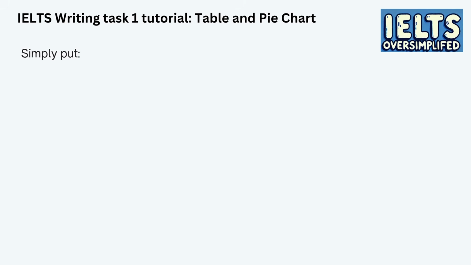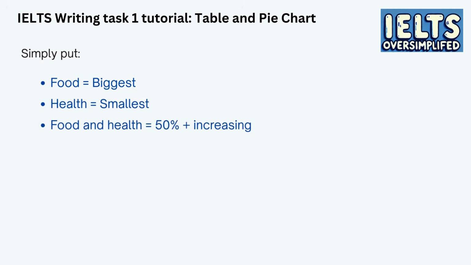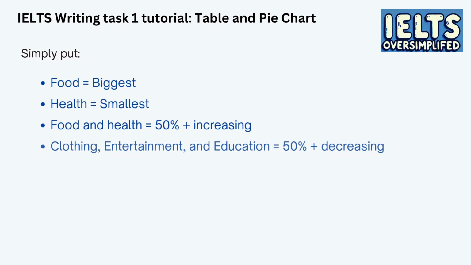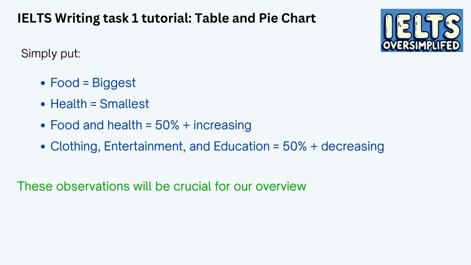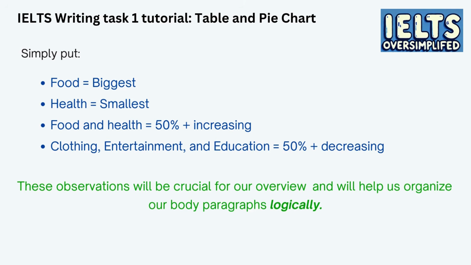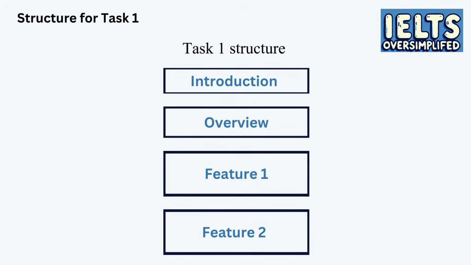Simply put, food equals biggest. Health equals smallest. Food and health equals 50% plus increasing. Clothing, entertainment, and education equals 50% plus decreasing. These observations will be crucial for our overview and will help us organize our body paragraphs logically. Let's quickly review the Band 9 structure for Task 1.